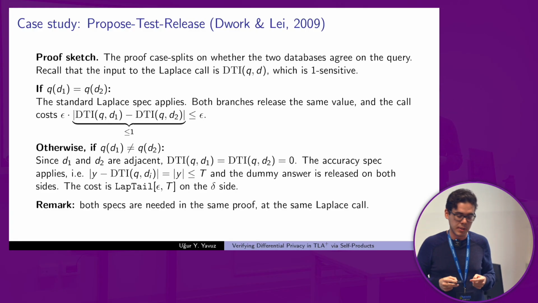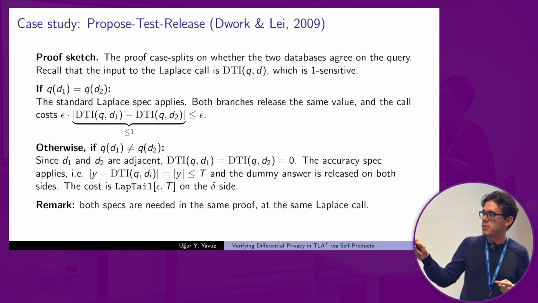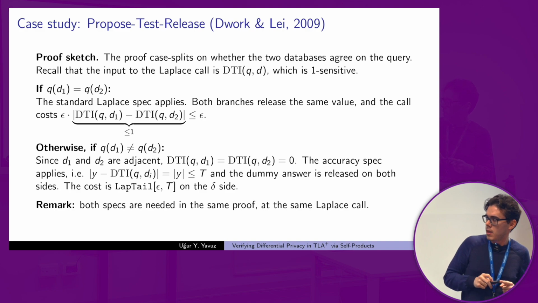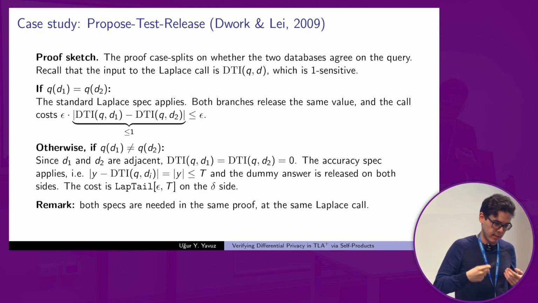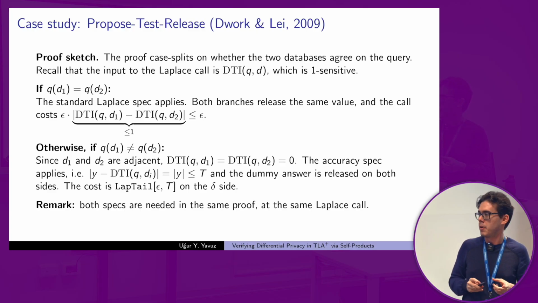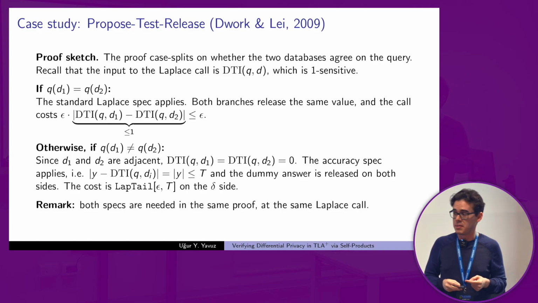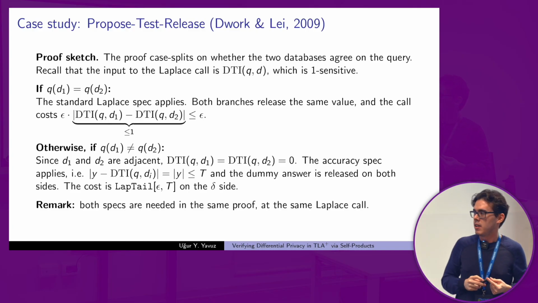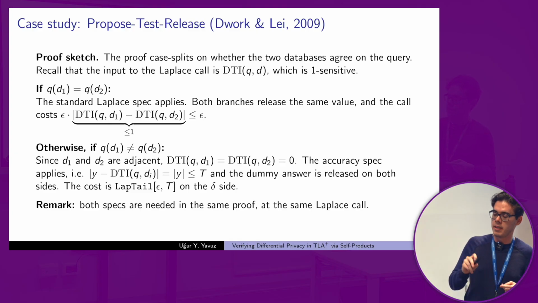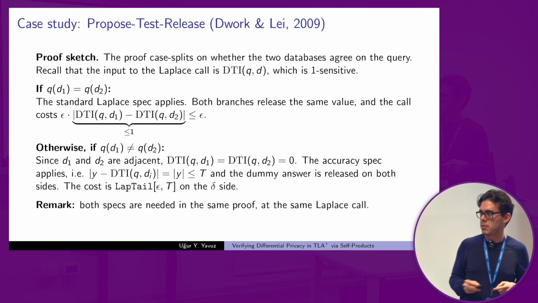In the other case, when the queries disagree, the DTI values are both 0 since the databases are adjacent. The accuracy spec is then what we use, and that constrains the noisy answer y to lie within distance t of the input on both sides. Therefore, both runs end up releasing the dummy by failing the guard on the if then else. The cost we pay this time is on the delta side, and as we said, that's equal to the Laplace tail.